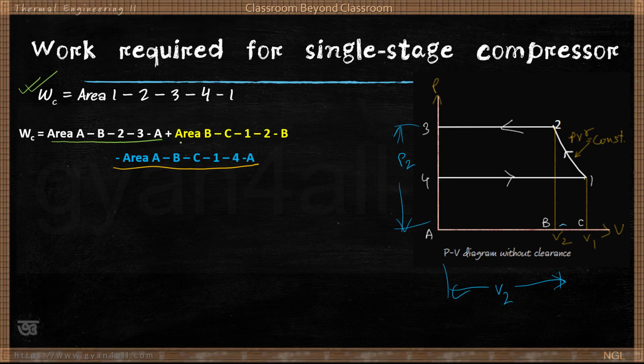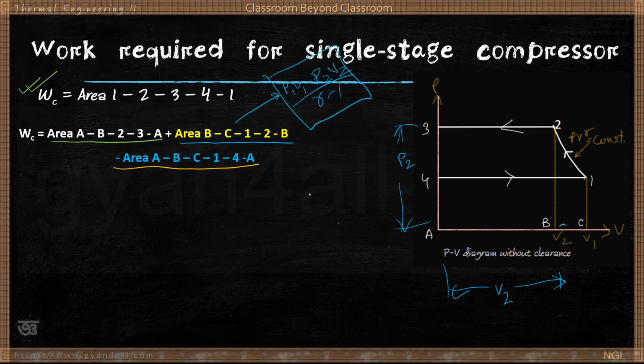Now, what is area BC12B? For this, we know. We have already discussed in the 4th semester. We got a formula: P1 minus P2 V2 divided by gamma minus 1, for adiabatic compression or expansion. So that formula we will use. That is the area actually. What is the area?